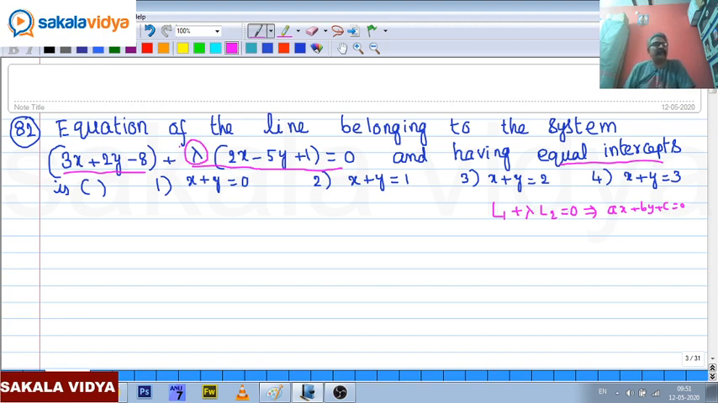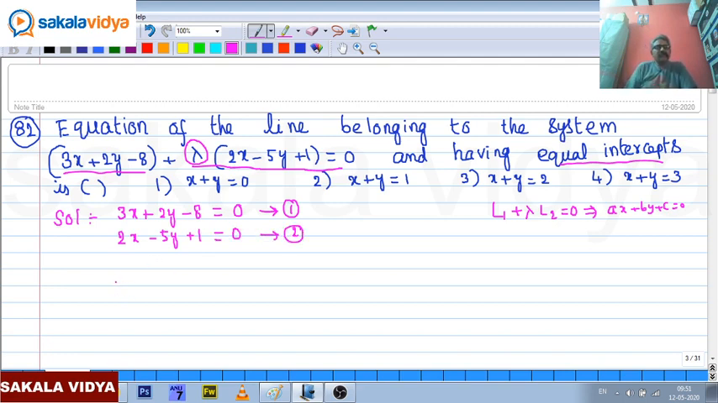So that will be very lengthy. That's the board examination method. But here I do one thing. So here L1 is equal to 0 write down first. That is 3x plus 2y minus 8 equals to 0, say equation 1. Second equation is 2x minus 5y plus 1 equals to 0. Solve these two equations.